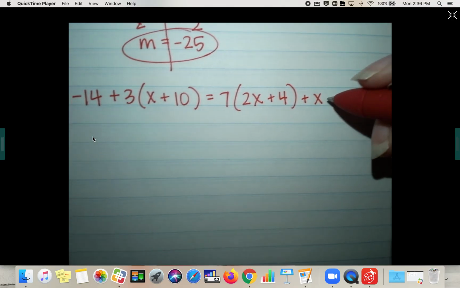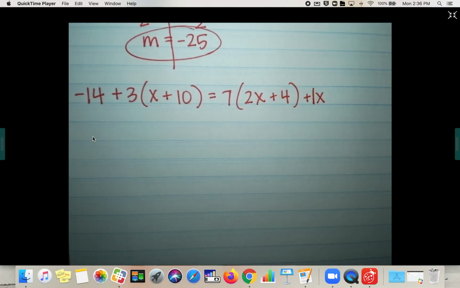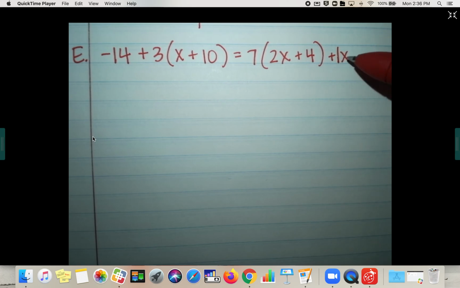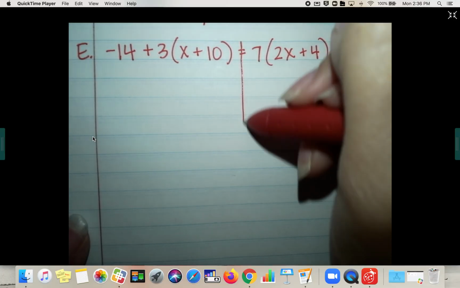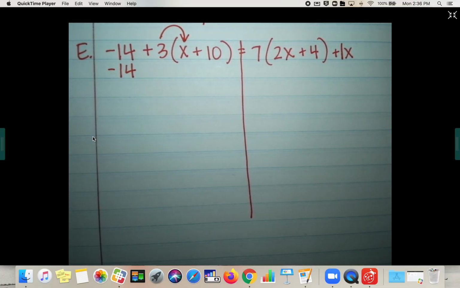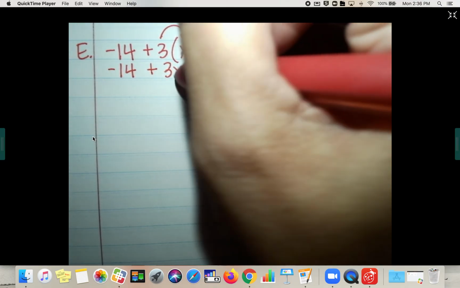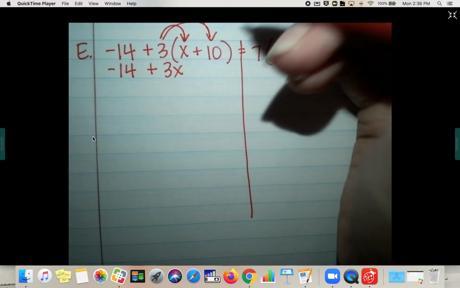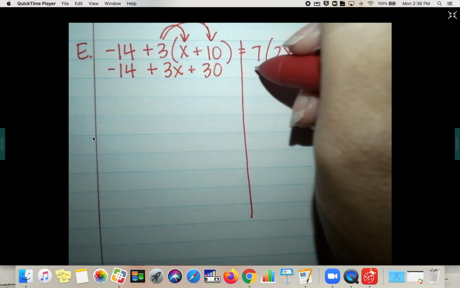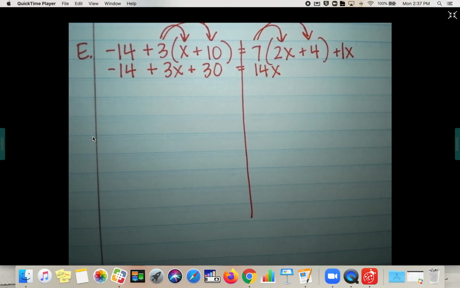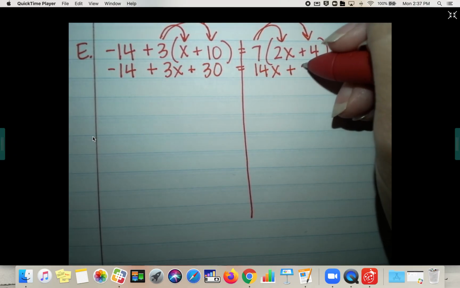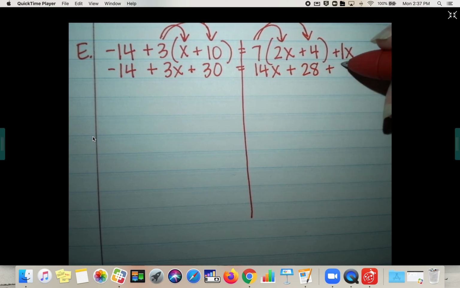If it helps you guys to put a 1 in front of this x, anytime there's a plain old x by itself without a coefficient, without a number in front of it, it means it's a hidden invisible 1. All right. Let's try this. Bring down negative 14. It has nothing to do with your distributing, but we are going to distribute 3 times x, which is positive 3x. 3 times 10 is positive 30. 7 times 2x is 14x. 7 times 4 is positive 28, I hope, plus 1x.